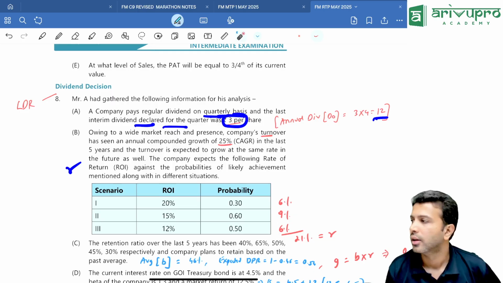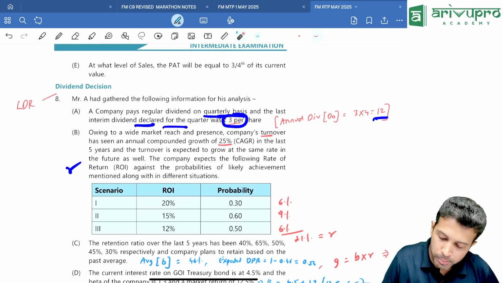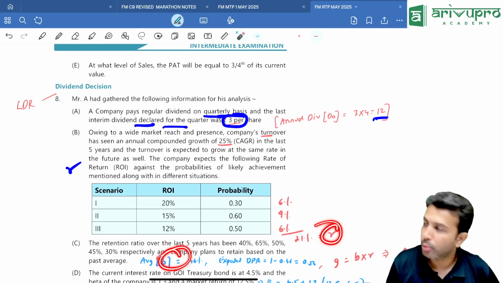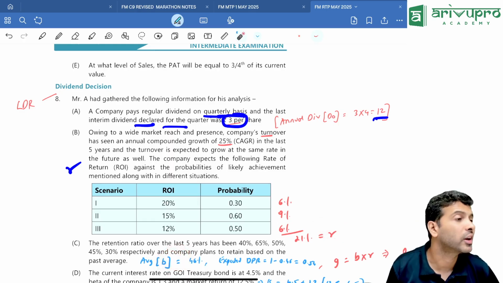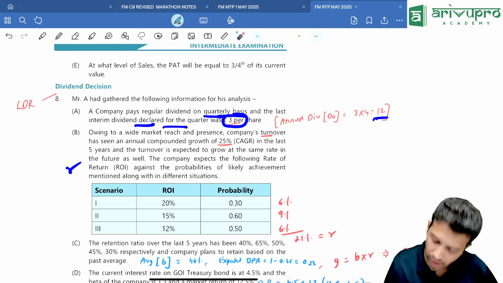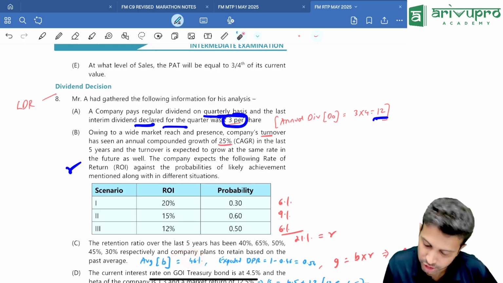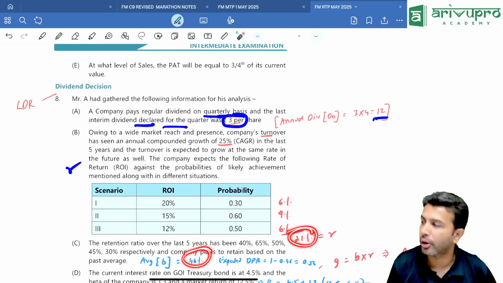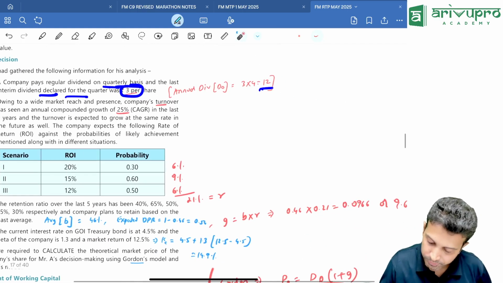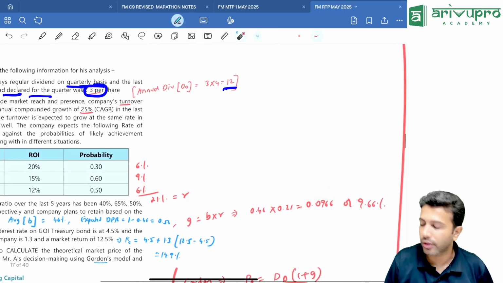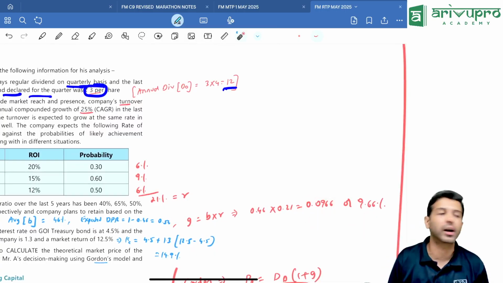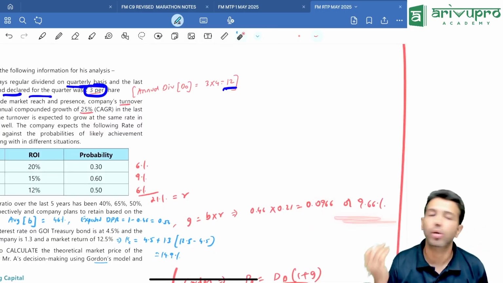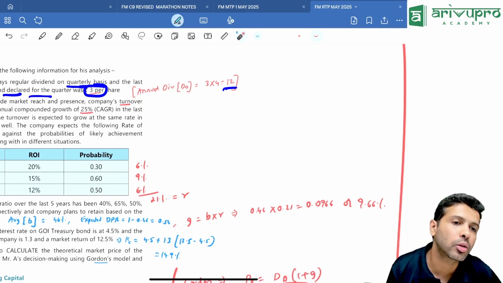Sir, the moment you know R and the moment you know B, can you find out the growth rate? How do you get G? G equals B into R. B is 46%, 0.46. R is 0.21. Multiply 0.21 into 0.46. How much is G? You will get G to be 0.0966 or 9.66%. You got your growth rate. That's all it is. Done?